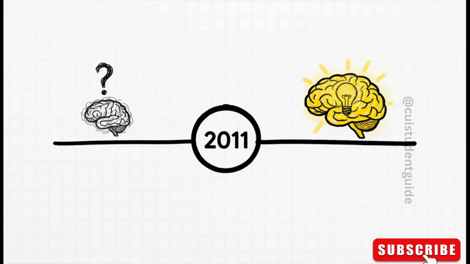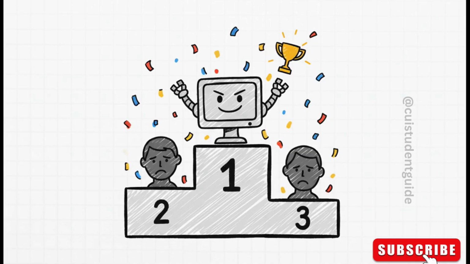For the longest time, getting a computer to really get it felt like pure science fiction. But then, back in 2011, something changed. A machine came along that didn't just understand language in some basic, clunky way. It used that understanding to absolutely dominate the most famous quiz show on the planet. It went up against the two greatest human champions ever, Ken Jennings and Brad Rutter, and it won. That machine was, of course, IBM's Watson.